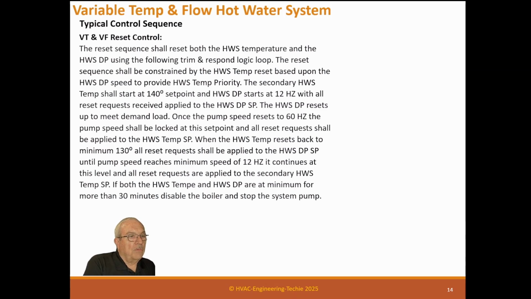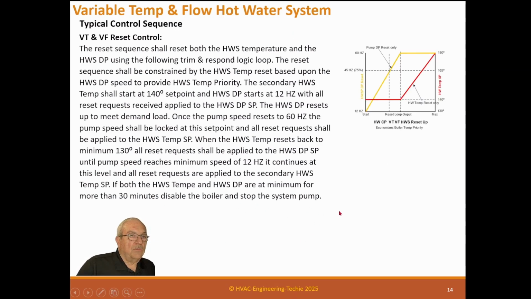If both the hot water supply temperature and the hot water supply DP are at a minimum for more than 30 minutes, disable the boiler and stop the system pump. All right, so this is kind of wordy, and we're going to get into what this actually says. Here's the example of what we're trying to do.